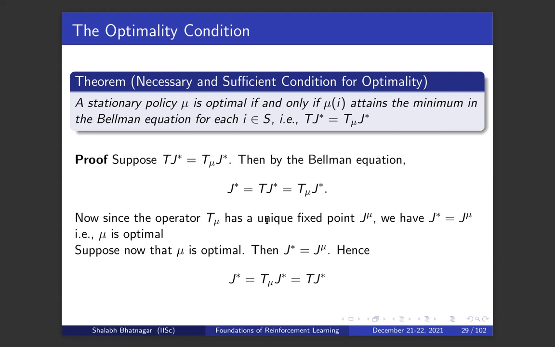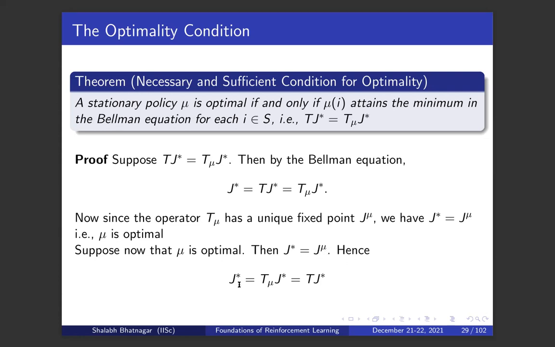Okay, so J star should be equal to J mu, which means mu is the policy that is optimal. On the other hand, suppose mu is optimal, then this would mean that J star, which is the optimal cost, should be achieved by this policy J mu. So which means J star should be equal to J mu.